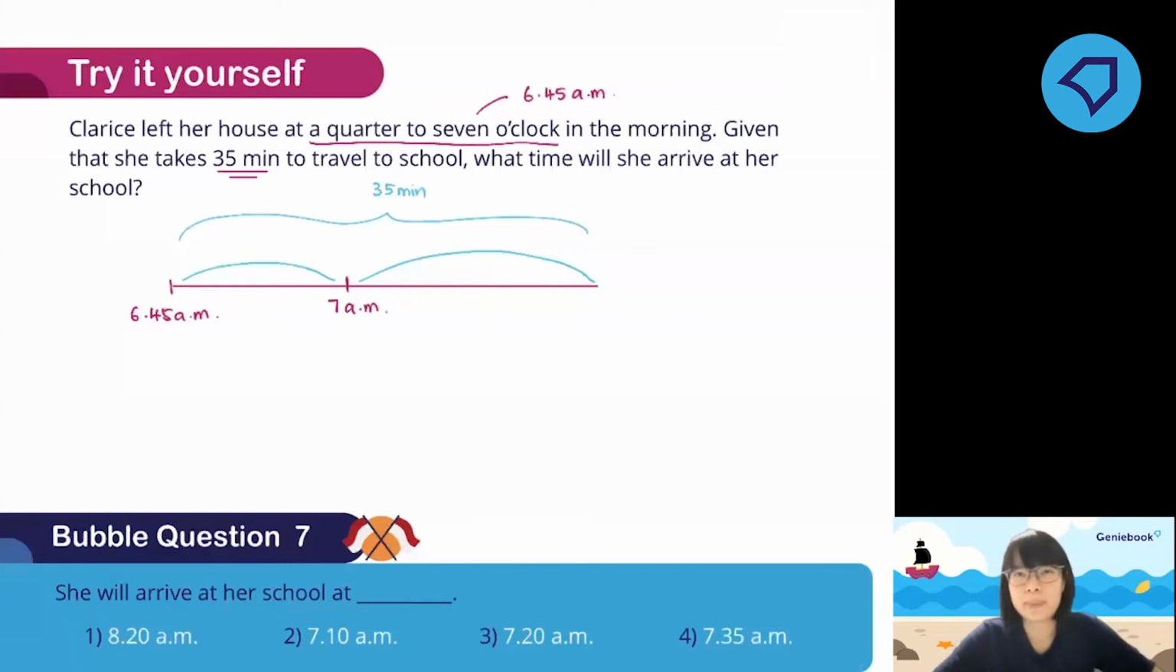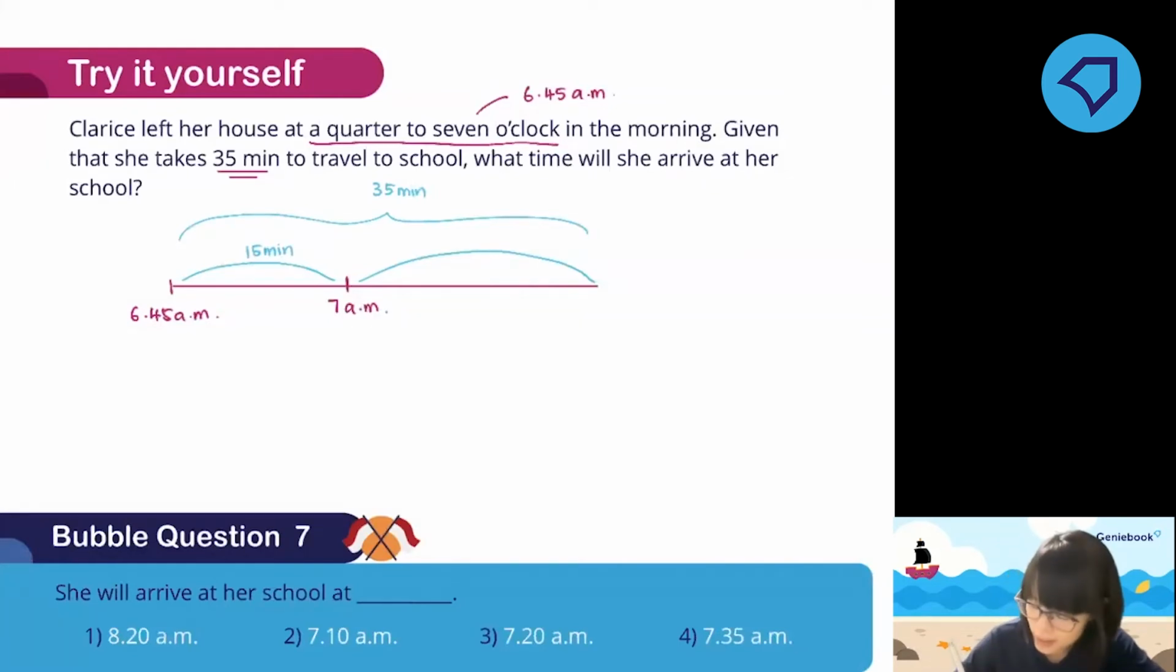This one is worth 10 bubbles. Time is up. So let's take a look over here. Majority of you got the correct answer. A lot of you gave me option number 2. That's pretty close. For those of you who gave me option number 2, I think there's some calculation error somewhere. So let's do it together. From 6:45 to 7 a.m., we all know that is 15 minutes. Correct? 15 minutes over here.